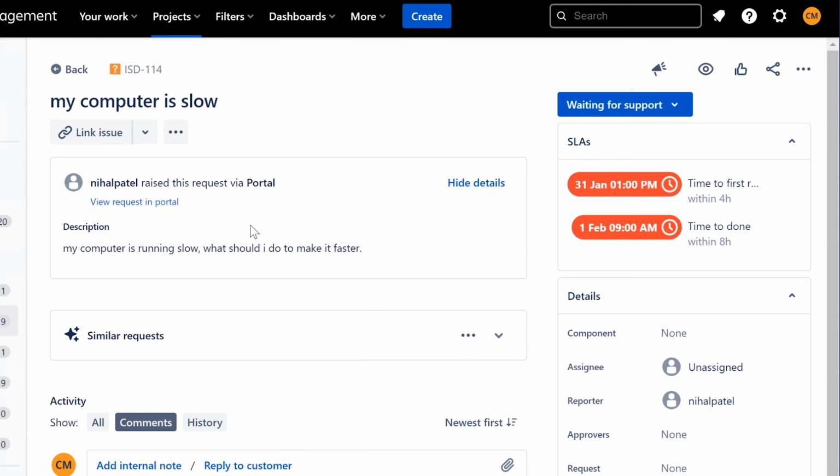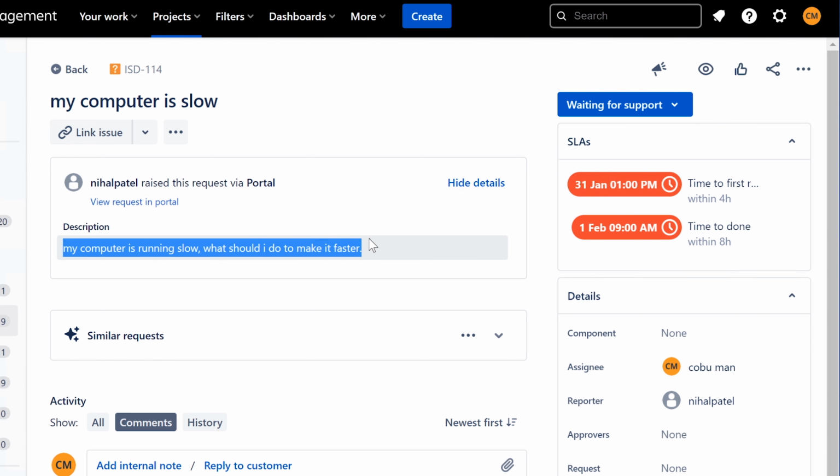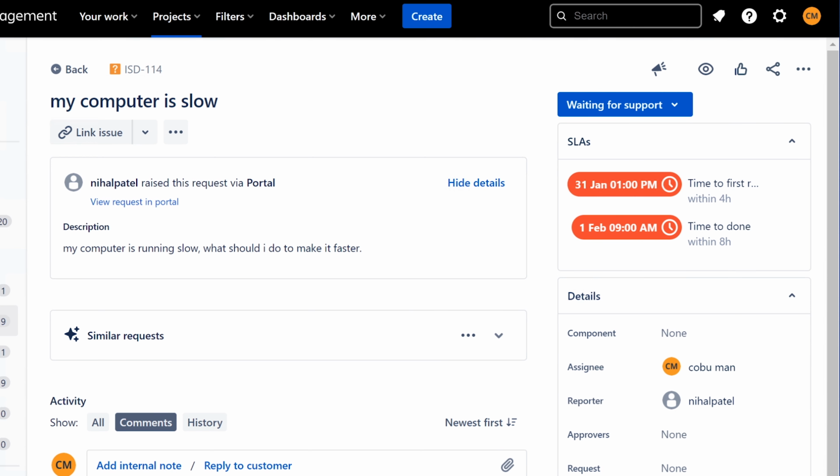Here is one from Nihal Patel. "My computer is slow." I'm sorry if I'm mispronouncing anybody's names wrong. I apologize. "My computer is running slow. What should I do to make it faster?"